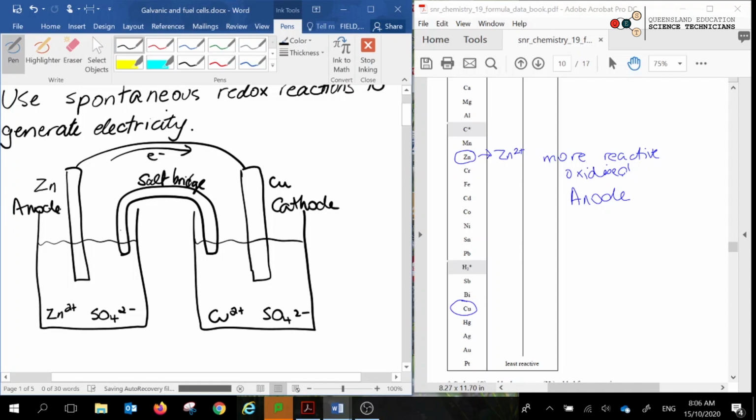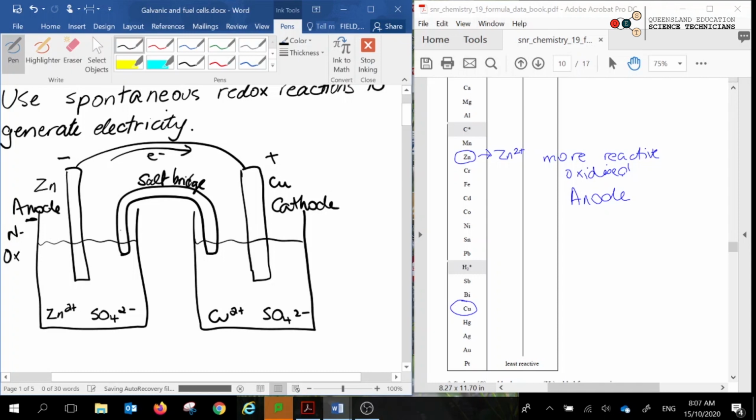My anode in a galvanic cell is negatively charged, and I remember that with N for negative. And I remember that the T in cathode looks like a plus, so the cathode is positively charged. Our anode is always negative, our cathode is always positive in a galvanic cell.